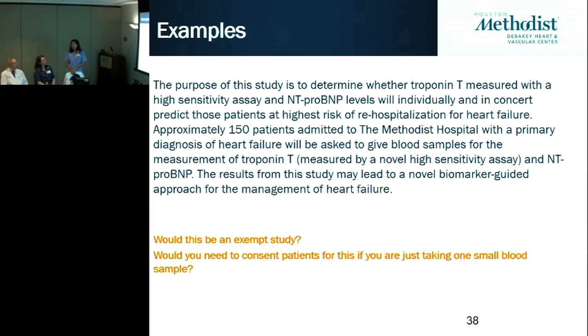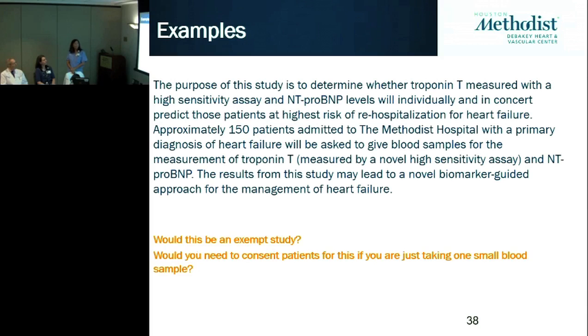Would this be an exempt study? And you can't answer this, I think. That's his study that he worked on. What's the question? So would this be an exempt study? No, you're prospective. Right. So you have exemption.